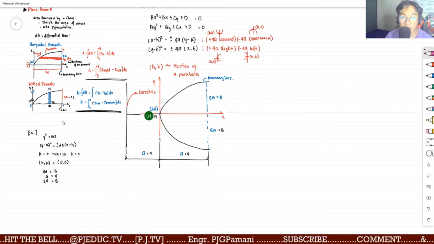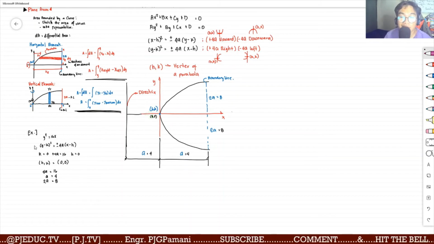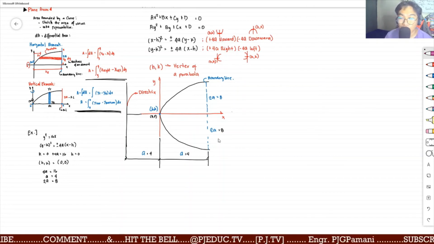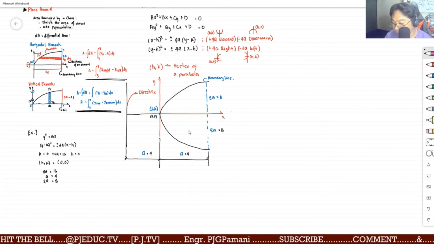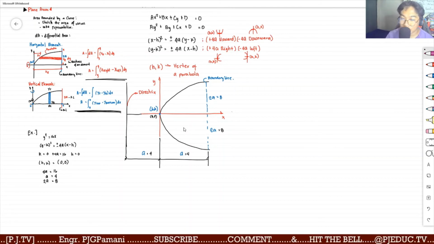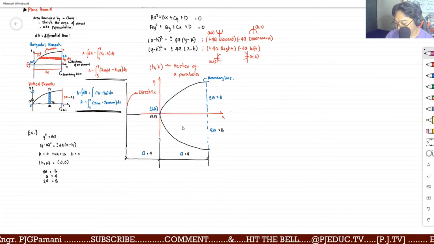Is the vertex located at the origin? Remember that it is in terms of the y-axis, and it is a positive 4a. If it is y-axis, positive 4a, therefore it is opening to the right. So, let us use our figure here. Let us start using the formula considering a vertical strip or a vertical element.